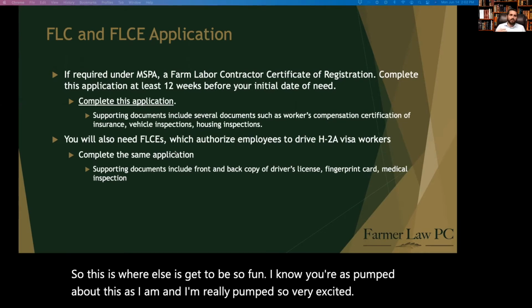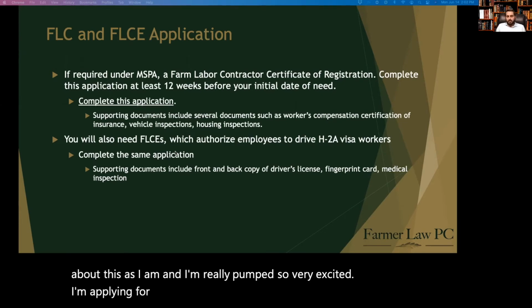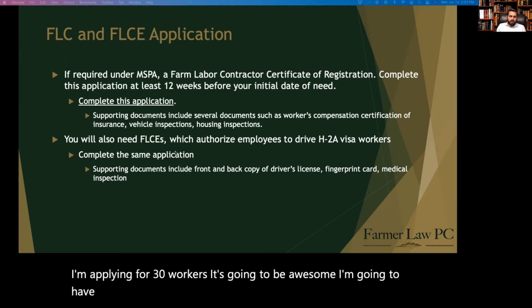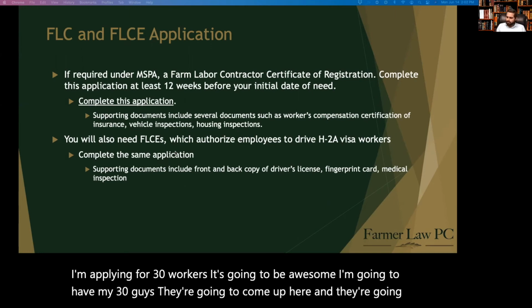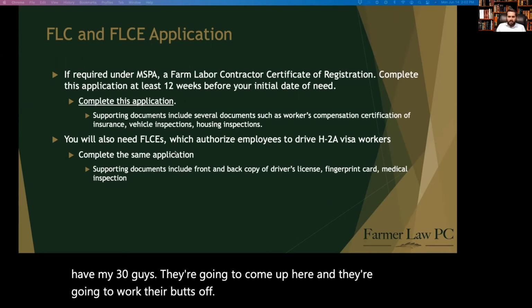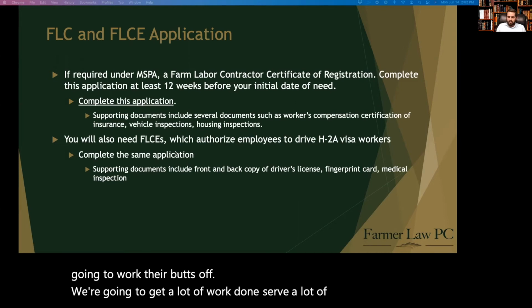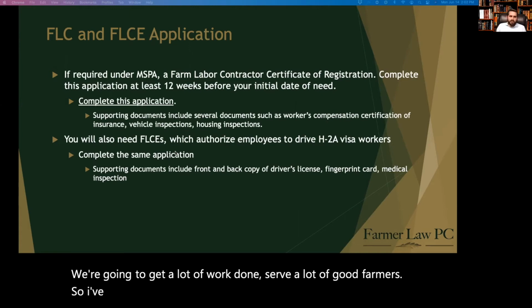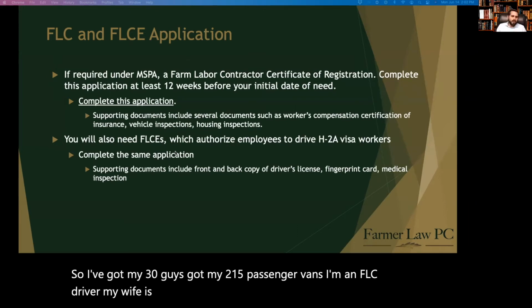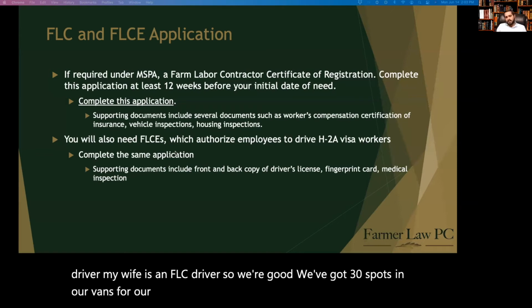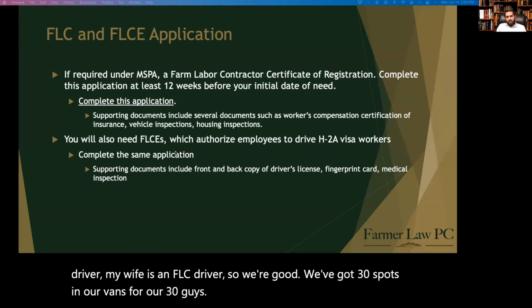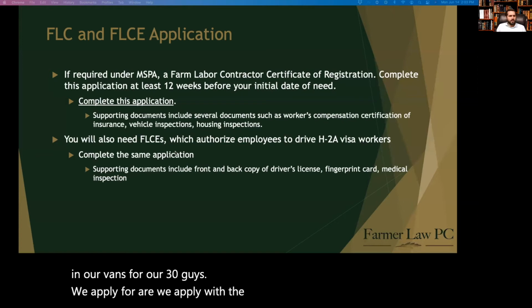I'm applying for 30 workers. It's going to be awesome. I'm going to have my 30 guys. They're going to come up here and they're going to work their butts off. We're going to get a lot of work done and serve a lot of good farmers. So I've got my 30 guys, got my 2 15-passenger vans. I'm an FLCE driver. My wife is an FLCE driver. So we're good. We've got 30 spots in our vans for our 30 guys. We apply with the Department of Labor, and the Department of Labor comes back and says, wait a second.